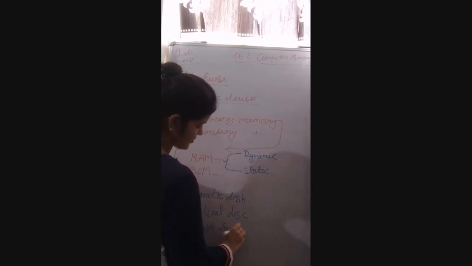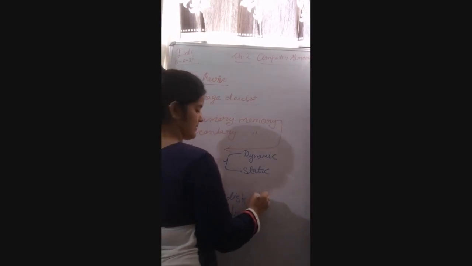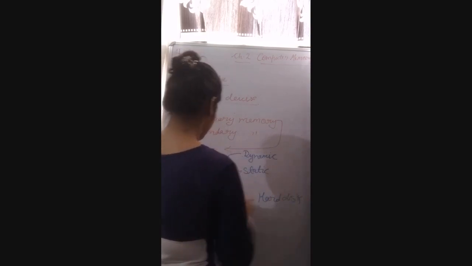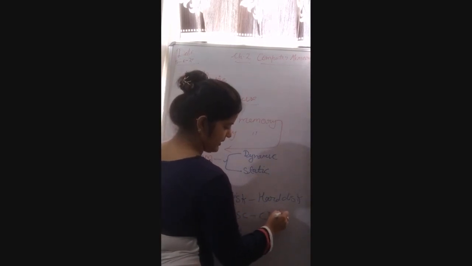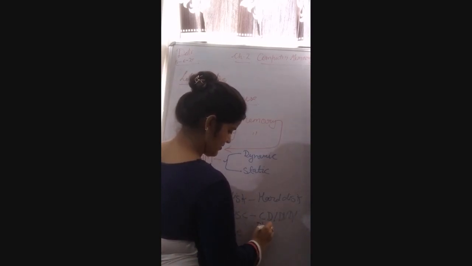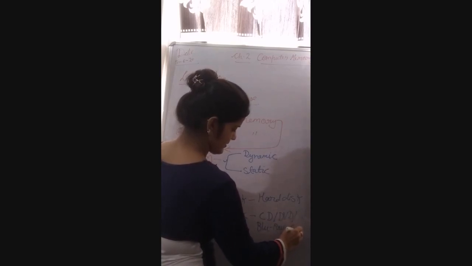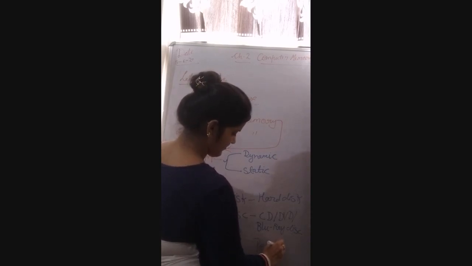Now remember, student, in the magnetic disk category, there is the hard disk. Okay? And in optical disk, there are CD, DVD, and Blu-ray disk. And in the flash drive, there are pen drive and memory card.